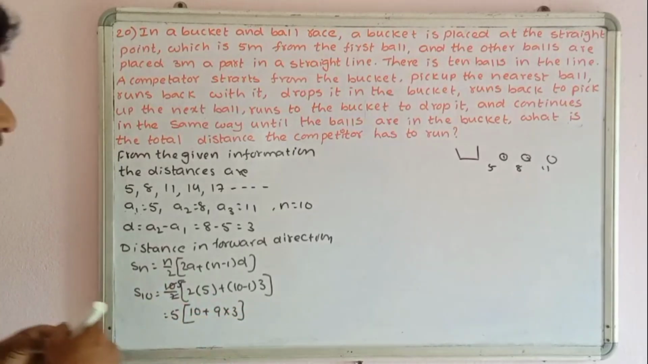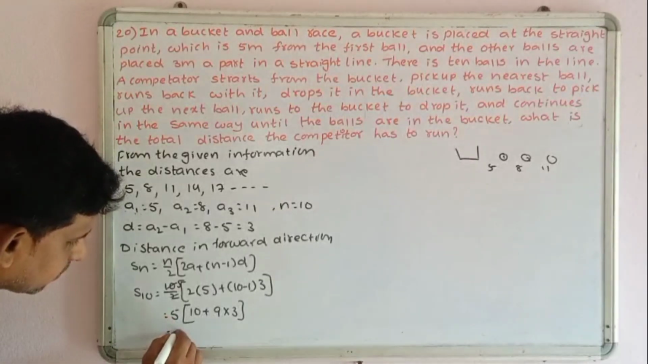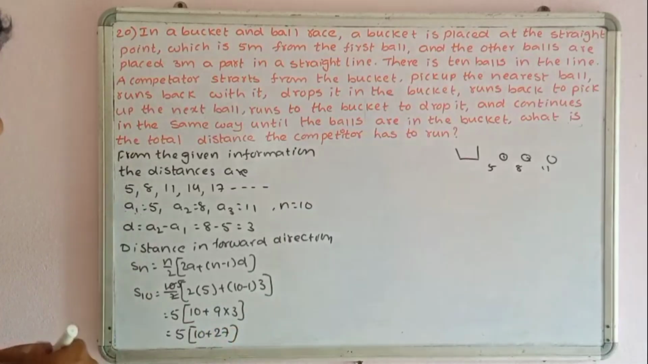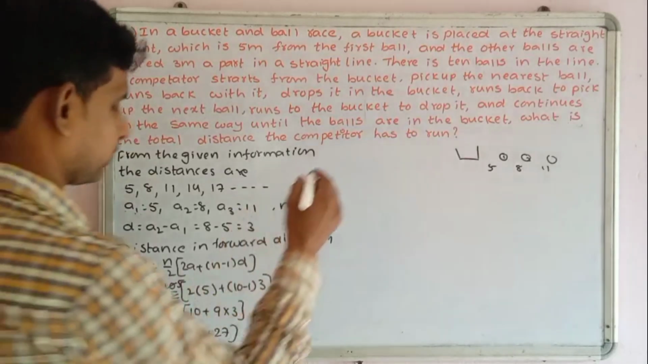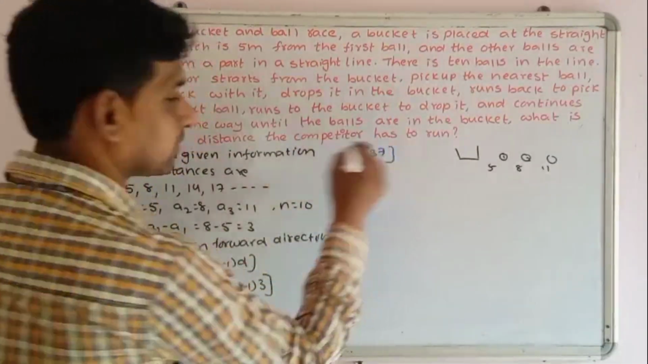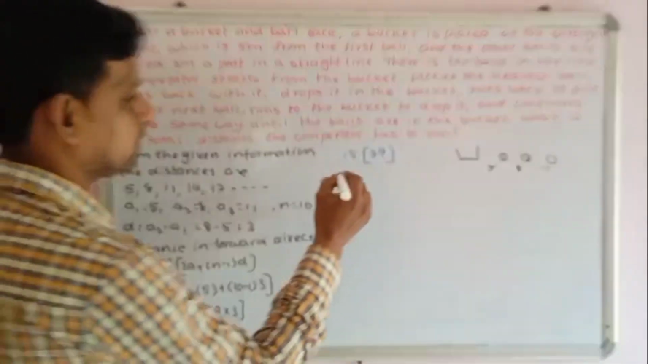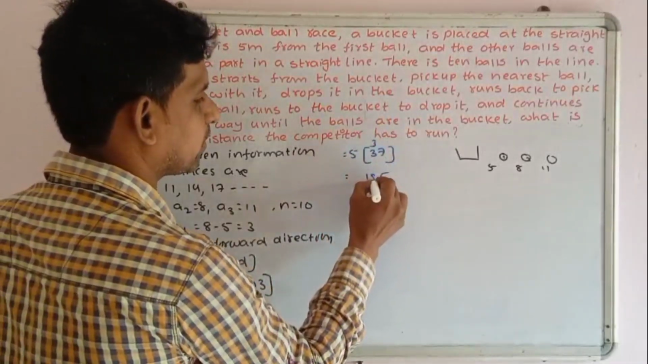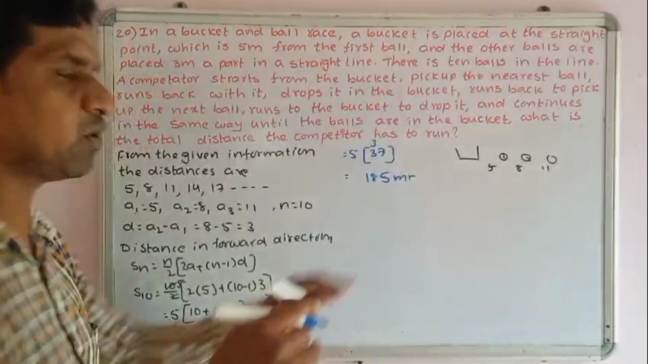That equals 5 into 10 plus 9 times 3, which is 27. So 5 into 10 plus 27 is 37. See, 5 sevens are 35, 5 threes are 15, plus 3 is 18. So 185 meters in only one direction.